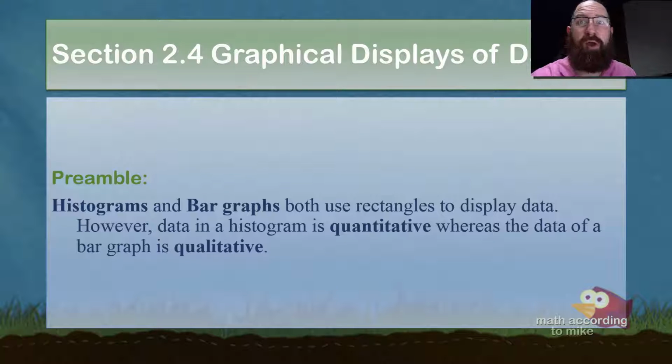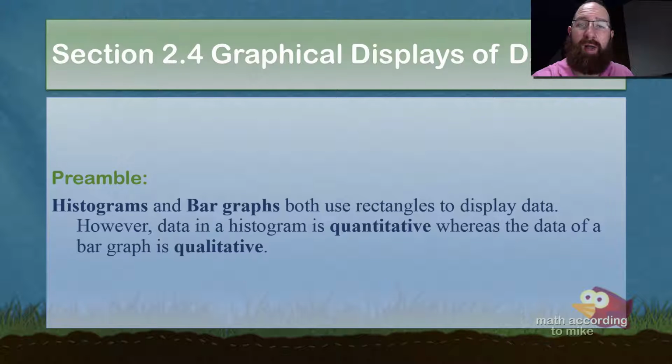Section 2.4, graphical displays of data. In this section, we have three types of graphs that we will accomplish. We got our histograms and our bar graphs. Those are the first two. Those are being highlighted first because they are very similar. They both use rectangles to make the graph. However, there is a big difference between them, and it depends on the type of data being used.